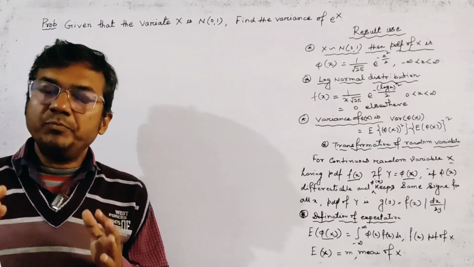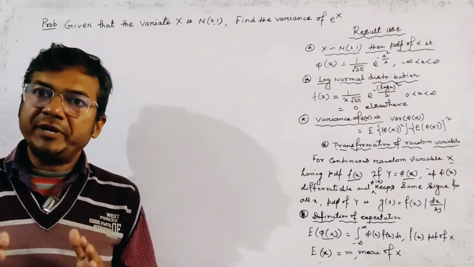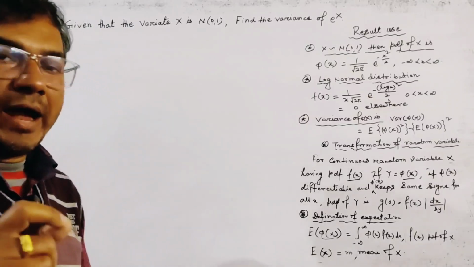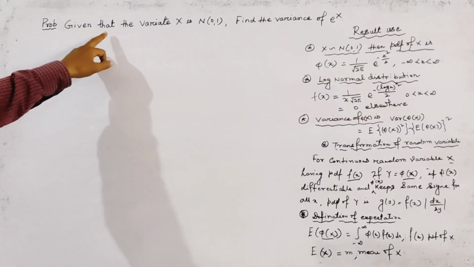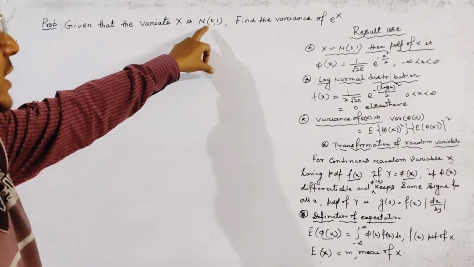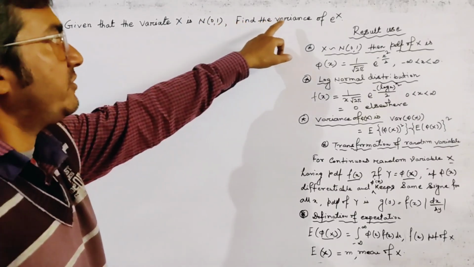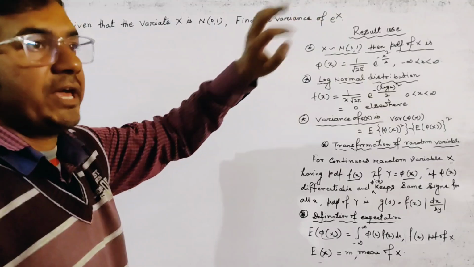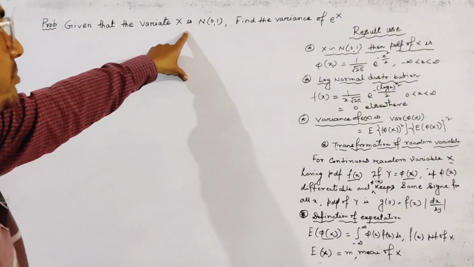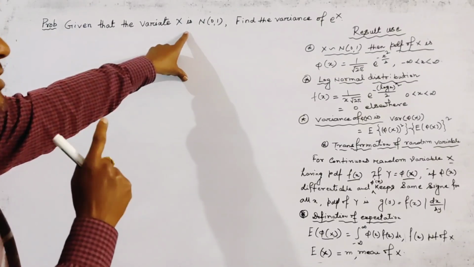A very important problem from mathematical expectation of one dimensional random variable. The problem is: given that variate x is normal 0 1, this is a standard normal variate, find the variance of e to the power x. To solve this problem, we first use the PDF of normal 0 1.